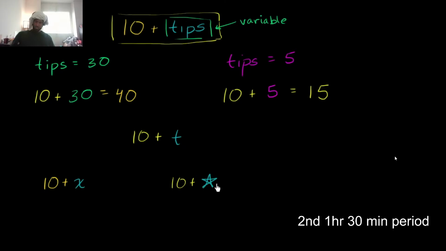But hopefully this gives you a general idea of just what a variable is. All it is, is a symbol that represents varying values, and that's why we call it a variable.